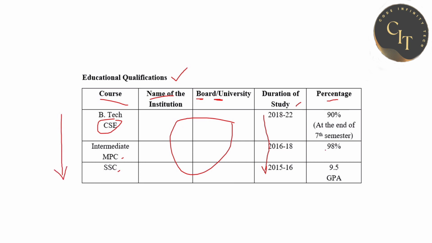After that you have to mention the percentage. Either you can mention your percentage or CGPA, whatever it is. Whatever results you have, you can mention them. At the time of interview you may still be in your final year or in your third year, whatever it is. Up to whatever semester you have the percentage, you should mention it there. Like in my case I mentioned it at the end of the 7th semester.